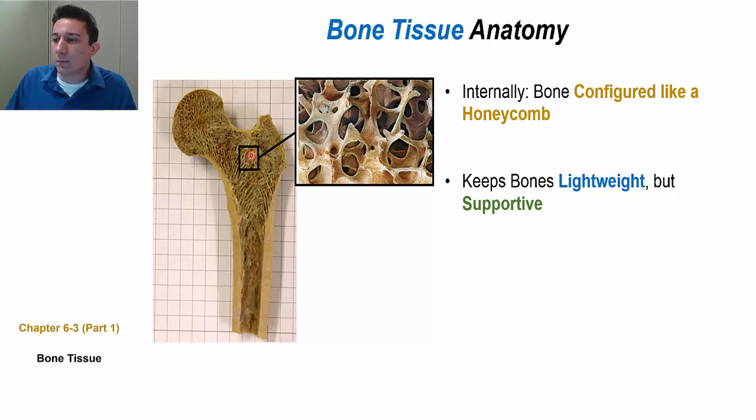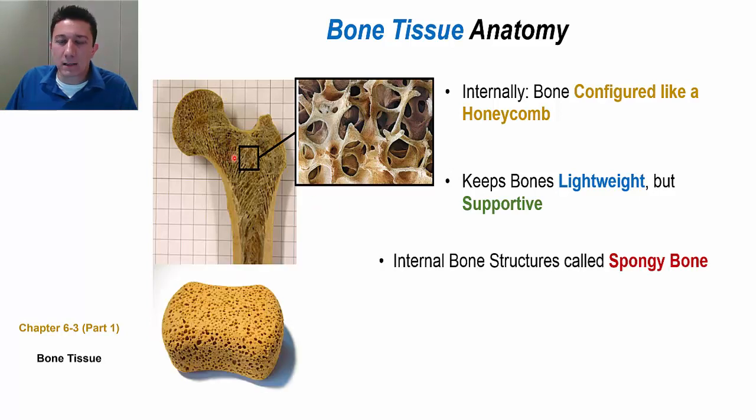So giving bones this honeycomb-like configuration allows materials to be stored in bone. We talked about things like adipose tissue and red bone marrow that are found internally within bones. So it allows our skeleton to store stuff within it, but it also helps keep bones lightweight but supportive. Essentially the skeleton is not unnecessarily heavy. The bone still has enough internal support to help support body weight, but it's not overly built. That is, it's not denser and thicker than it needs to be.